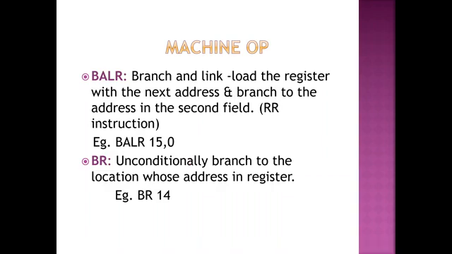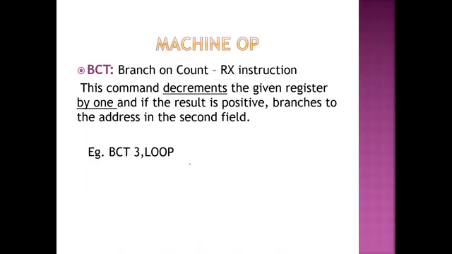Yes, the next machine op is BCT, branch on count. This is very similar to the looping we do in other programming languages. First look at the example so that you will understand it easily. BCT, I'm going to say 3 comma loop. Okay, so 3 here is a register. So what happens whenever I execute this? Register 3 will be decremented by 1.